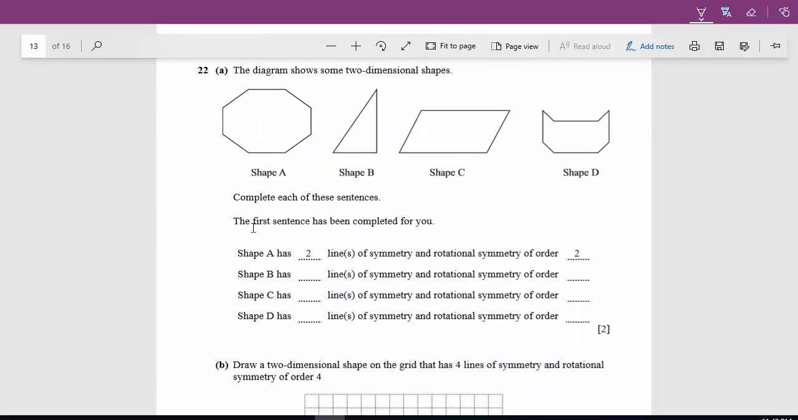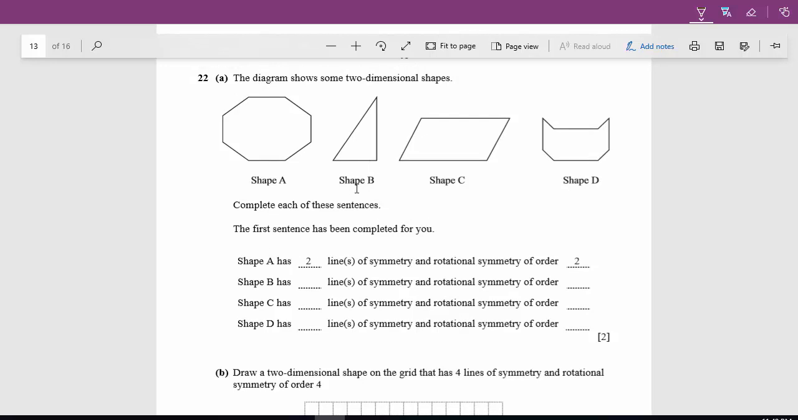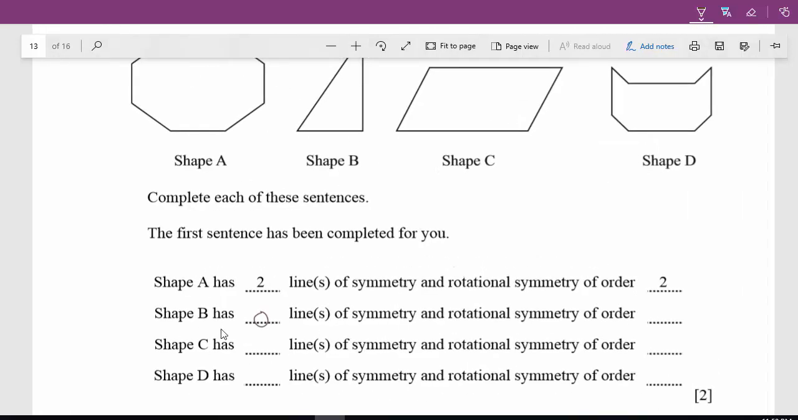The diagram shows some two-dimensional shapes. The first one is done. Shape A has 2 lines of symmetry and rotational symmetry of order 2. Shape B, we cannot cut this triangle into 2 identical parts, so it has 0 lines of symmetry, and rotational symmetry of order 1.